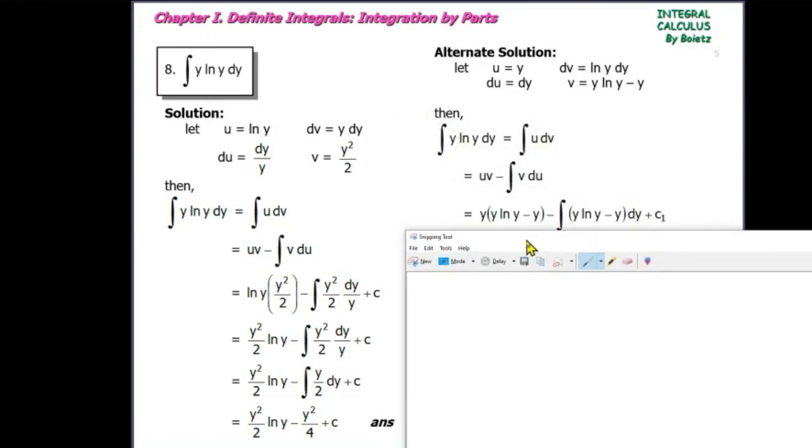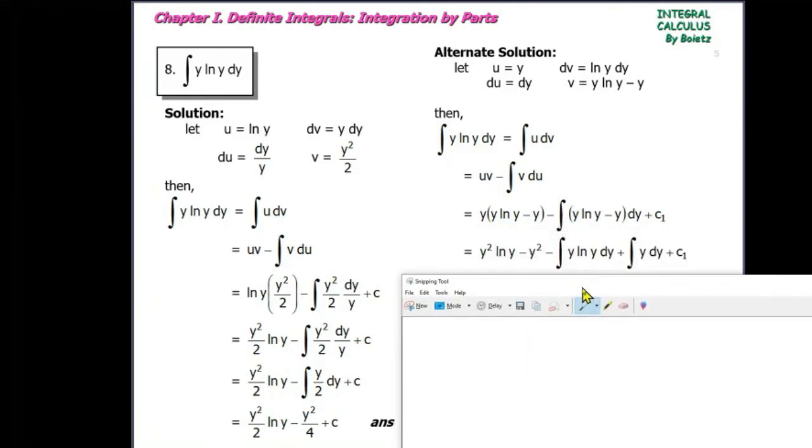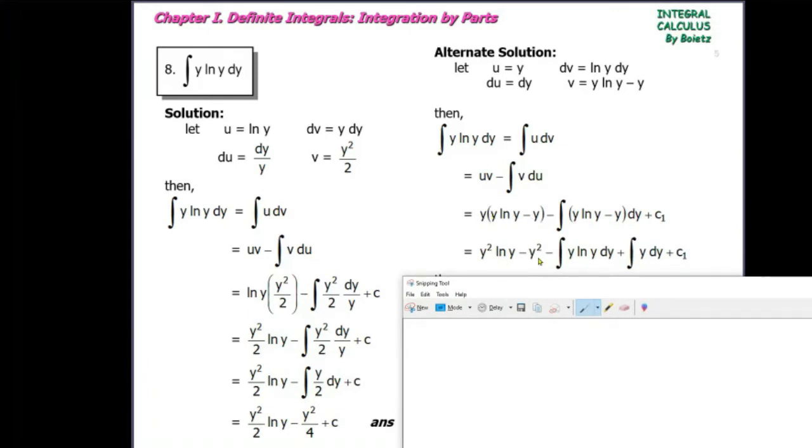Then when we substitute, what happens? u is y, then v is y ln y minus y, then minus the integral of v, y ln y minus y dy plus another constant. Let's say constant C1, which is different from the constant here. So simplify, this will become y squared ln y minus y squared, then minus the integral of y ln y dy, then plus y dy plus another C1.